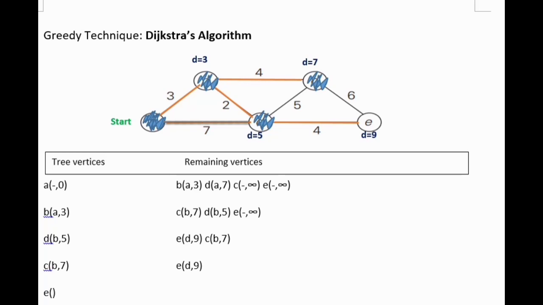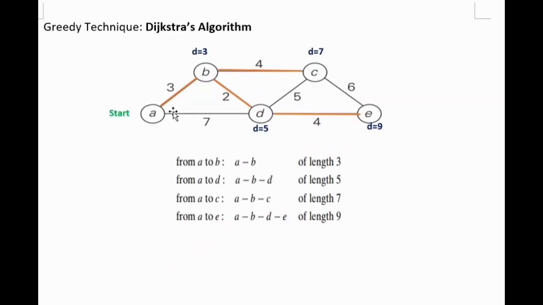Since node E is the endpoint, we write it in 3 vertices, E that is adjacent to D, and its distance is 9. And we mark it as a visited node. To summarize, from node A to node B, we have the length of 3. And from A, B to D, we have the length of 5. Then from node A, B, and C, we have the length of 7. And from node A, B, D, and E, it has the length of 9.